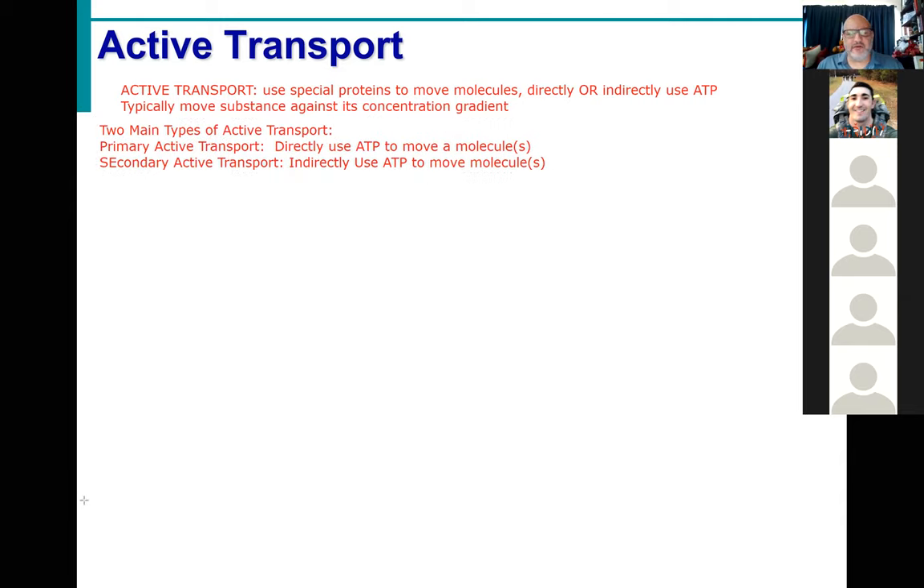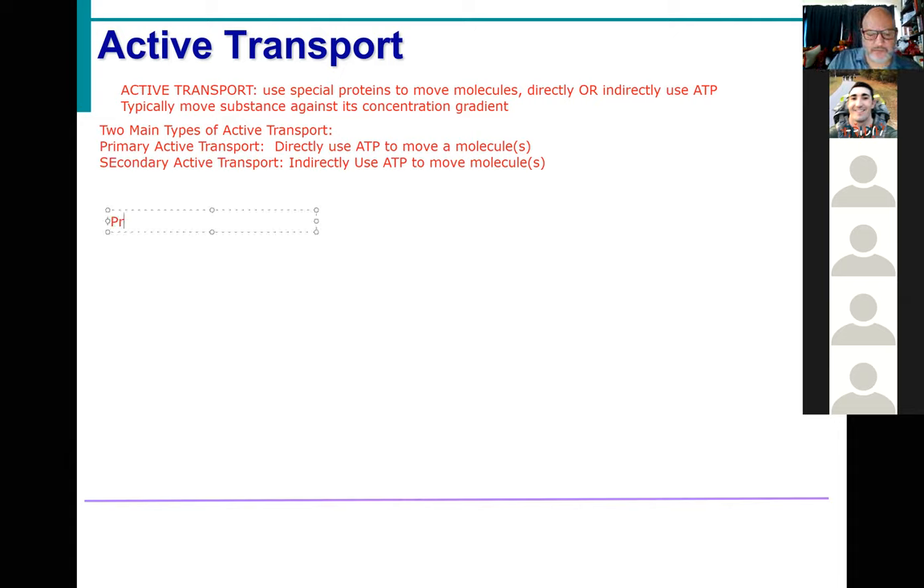Let's go ahead and draw our membrane and start first with our primary active transport, or what are often referred to as pumps. Primary active transporters are often referred to as pumps. Rather than having all the different proteins, I'm just going to draw it as a simple circle. I want to change the color. Let's go back and we'll use red.